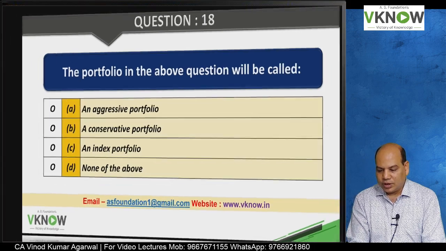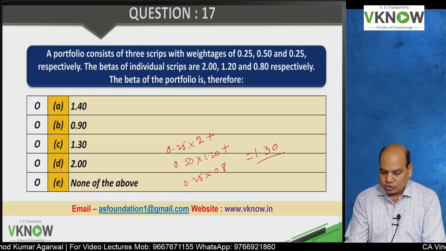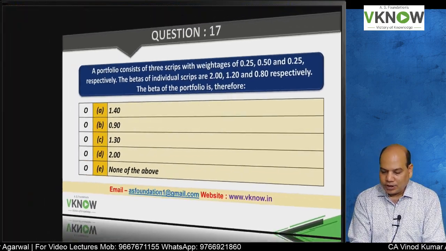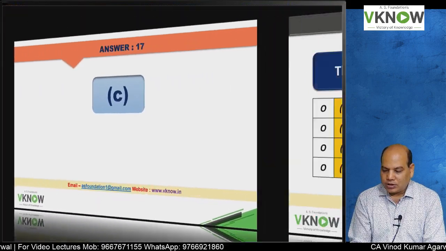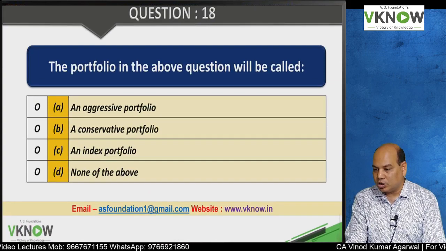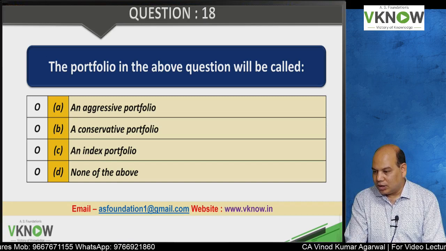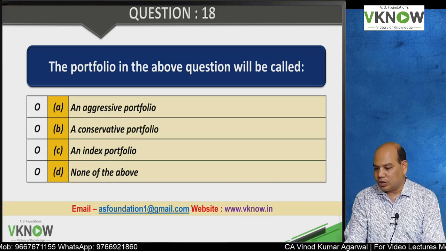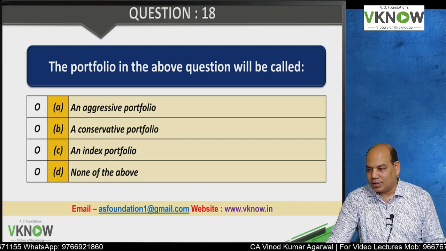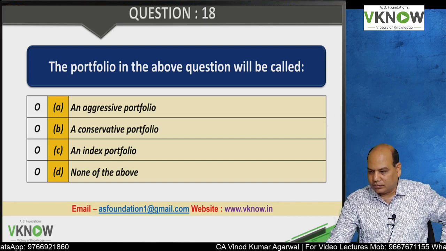Question number 18 is a continuation of this question only, whose portfolio beta is 1.30. So keeping that in mind, you will answer 18. The portfolio in the above question will be called aggressive, conservative, index, or none of the above.